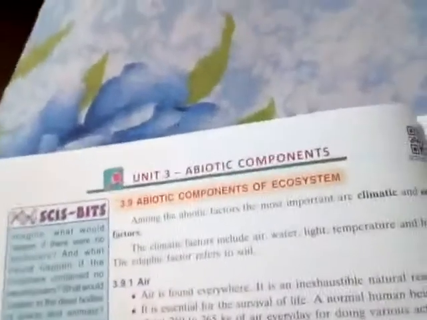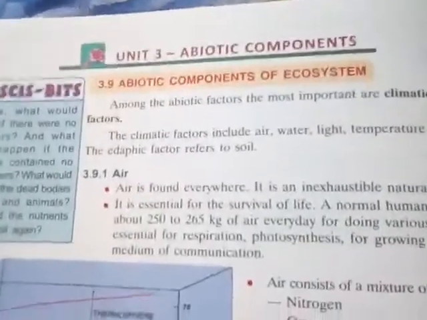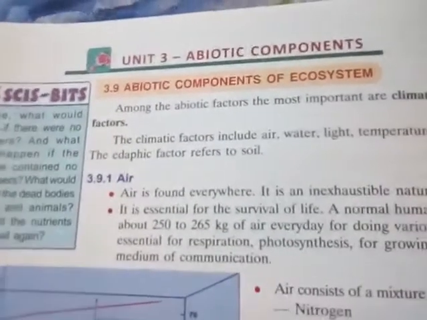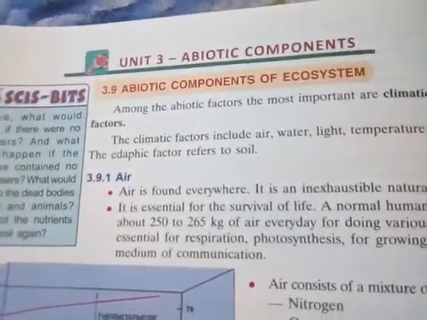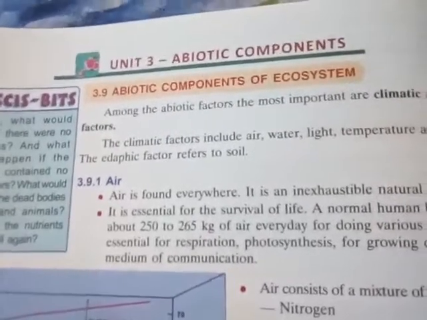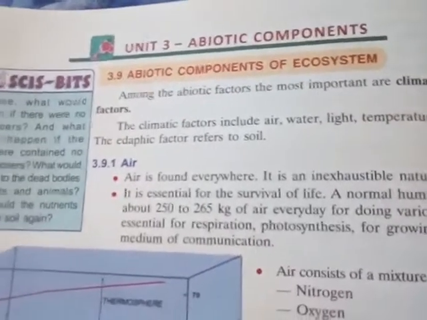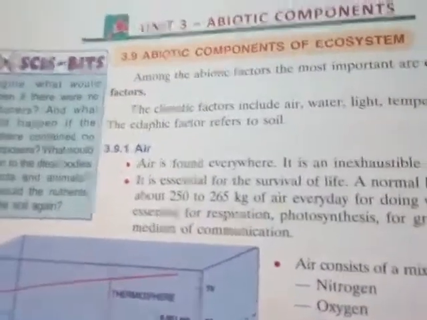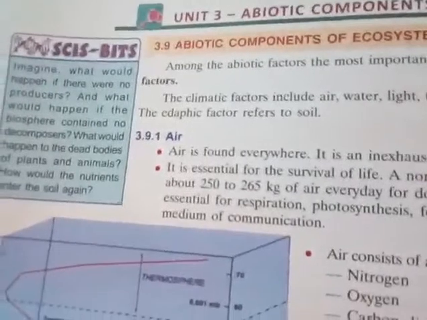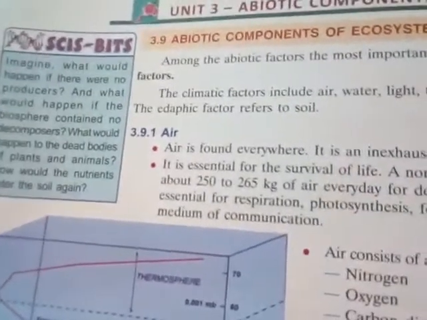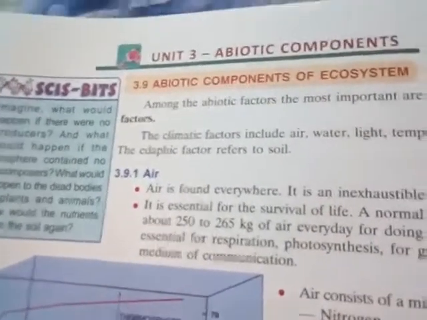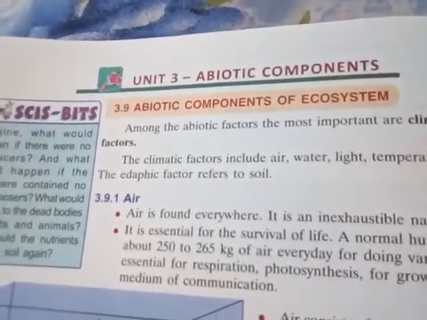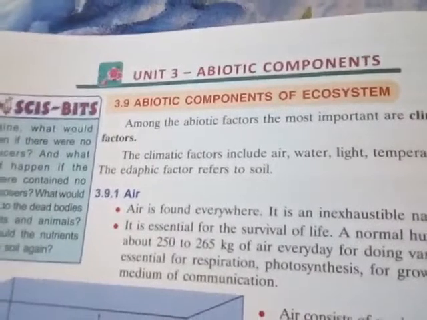We know that the ecosystem has two components, one abiotic and the other biotic, and the abiotic and the biotic are correlated to each other. Without the abiotic components, the biotic components cannot survive, and vice versa, the biotic component cannot survive alone without the abiotic components. Both are required for all living beings and microorganisms as well.